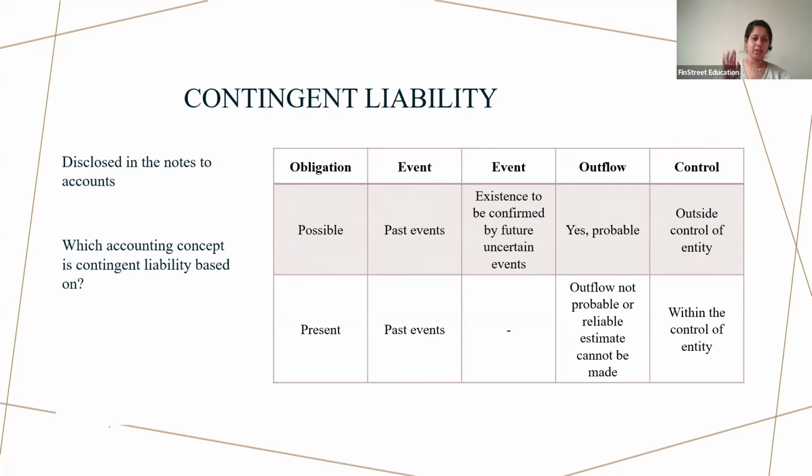If we win the case, no obligation. So possible obligation. Past event, yes. They had a plant in Tamil Nadu, which was caught under environmental violations. Okay, so the past event has happened. Existence will be confirmed by future uncertain events.